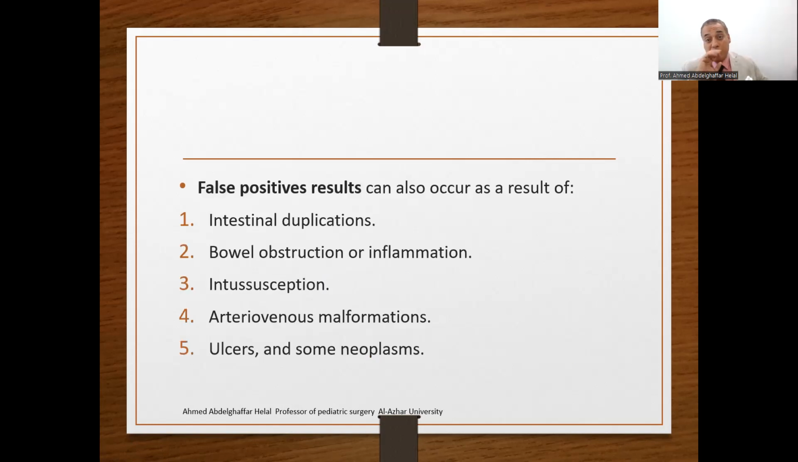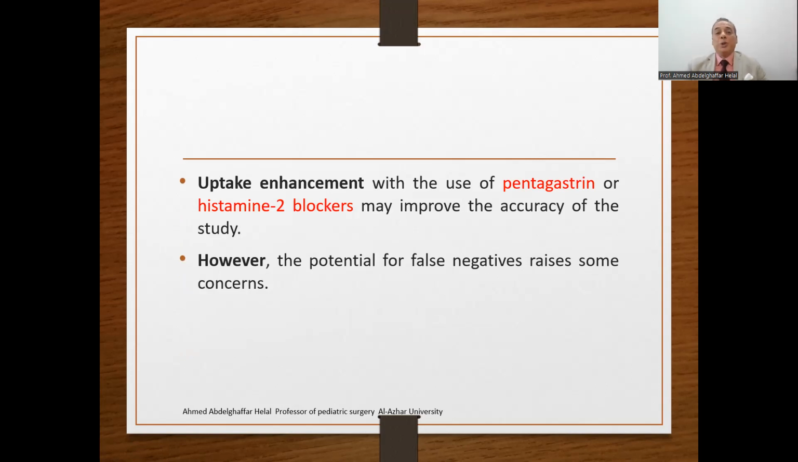False positive means wrong positive. It can occur as a result of intestinal duplication containing ectopic gastric mucosa, as we said in the previous presentation. Bowel obstruction or inflammation, intussusception, arteriovenous malformation, ulcers, and some neoplasms may give false positive results and affect the accuracy of the study. Sometimes we can use uptake enhancement with pentagastrin or histamine 2 blocker, which may improve the accuracy of the study. However, some authors propose that the potential for false negatives raises some concern about its use.